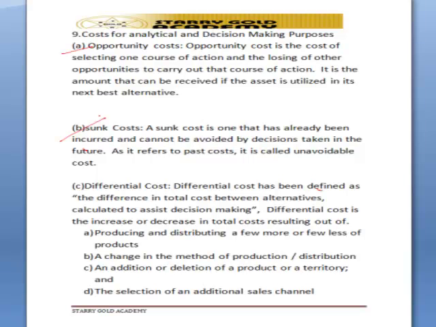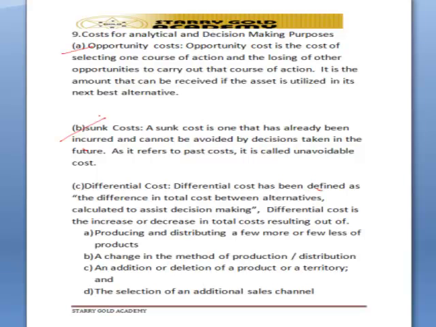We also have what we call the sunk cost. A sunk cost is one that has already been incurred and cannot be avoided by a decision taken in the future. As it is referred to as past cost, it is called unavoidable cost.